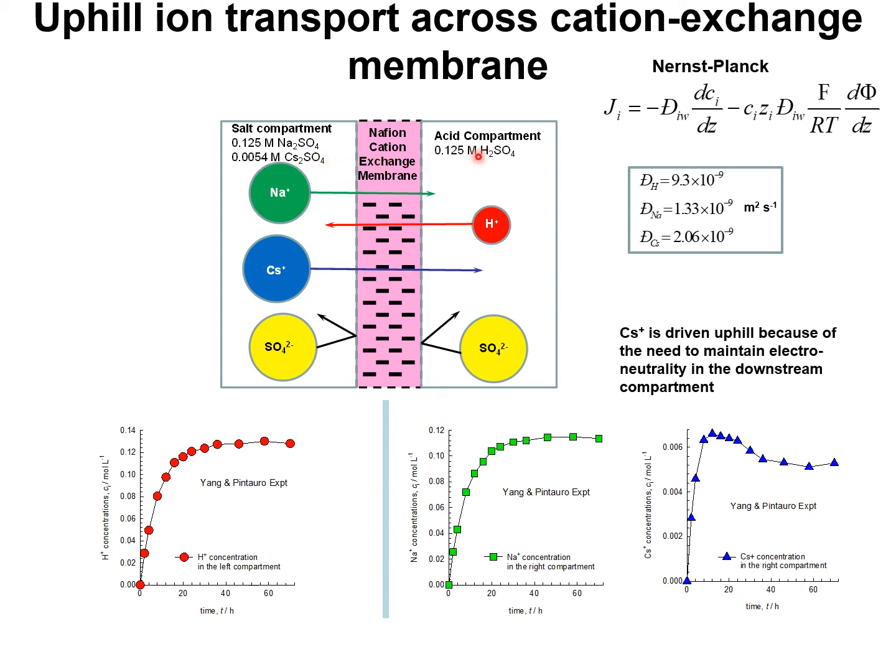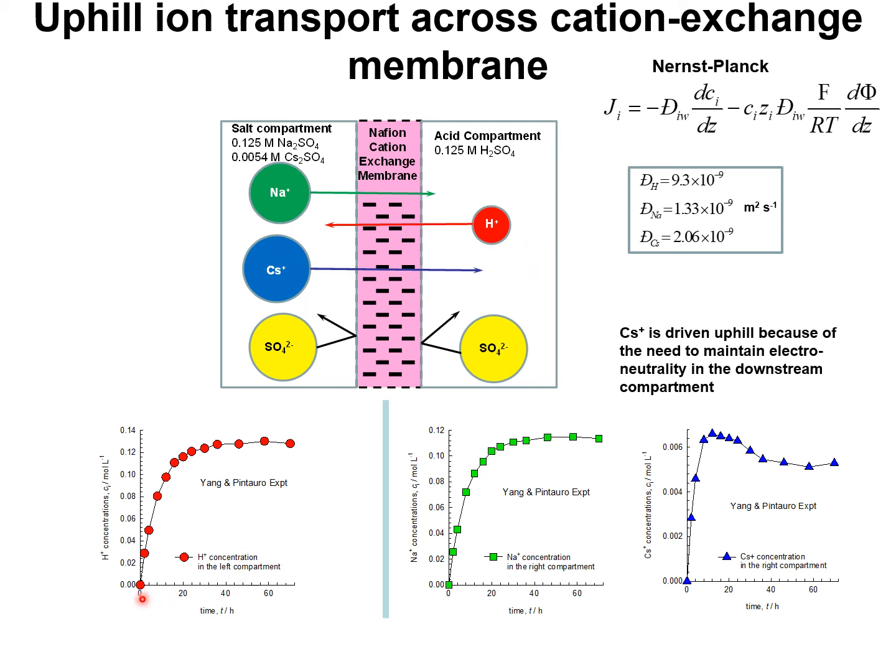The acid compartment contains initially 0.125 molar solutions of sulfuric acid. The cation exchange membrane prevents the intermembrane transport of the sulfate anions and allows only the passage of sodium, cesium, and hydrogen ions.